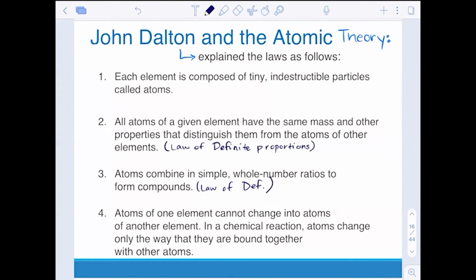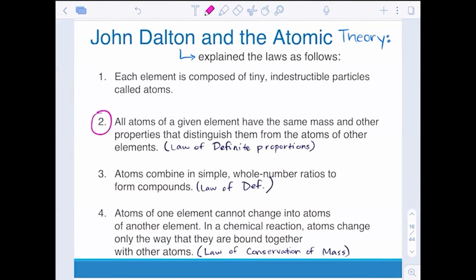And number 4, atoms of one element cannot change into atoms of another element. In a chemical reaction, atoms change only the way that they are bound together with other atoms. This is the law of conservation of mass. Now he took these and he broadened the laws and changed the definitions to fit his theory.